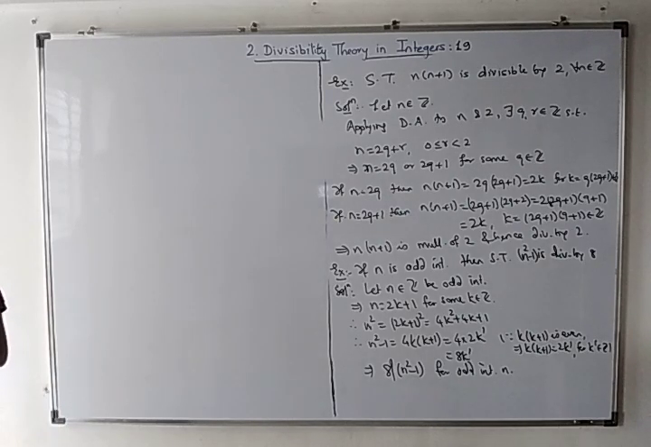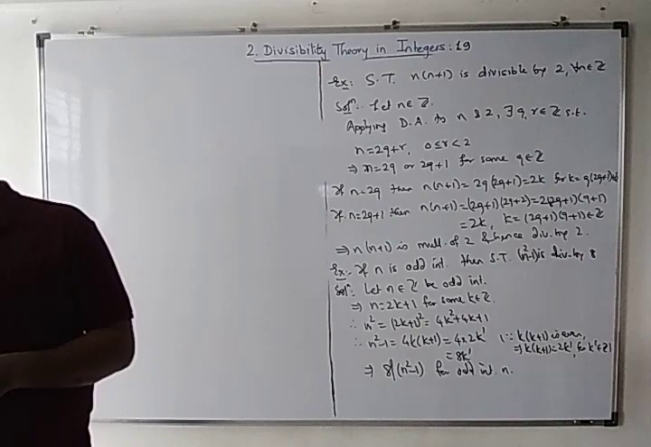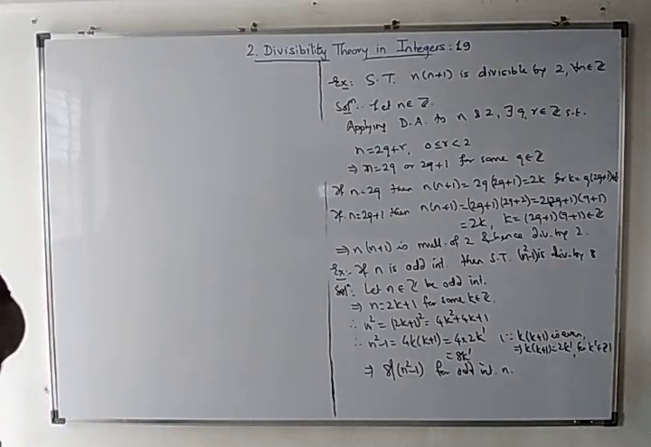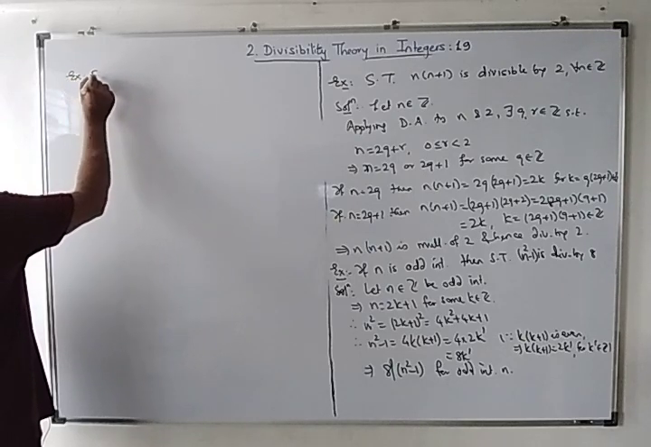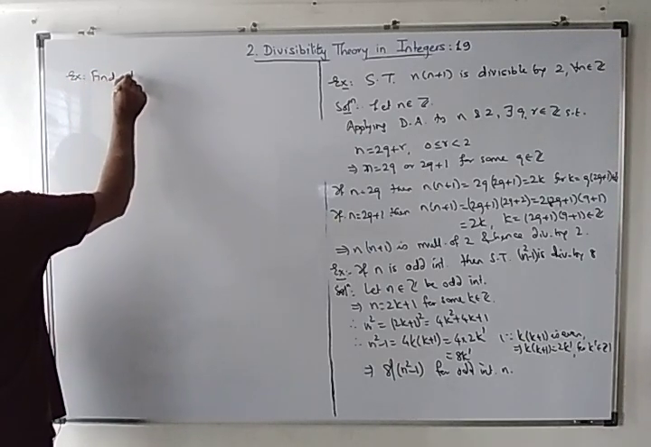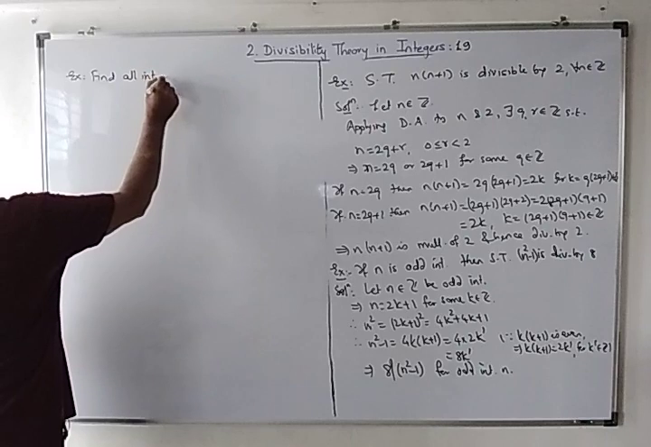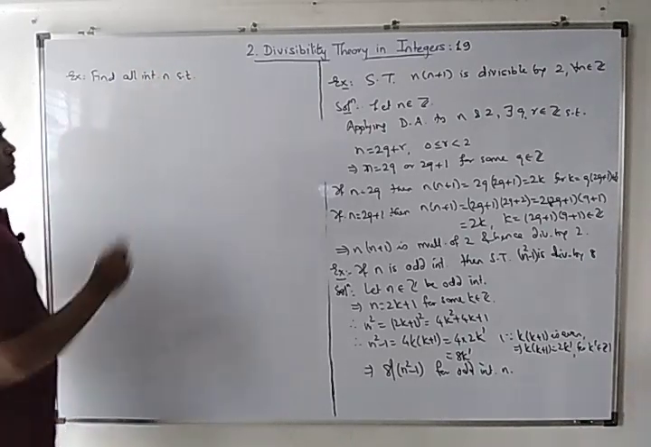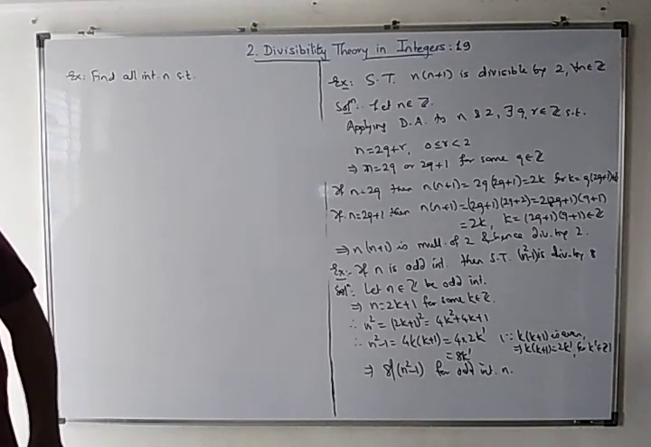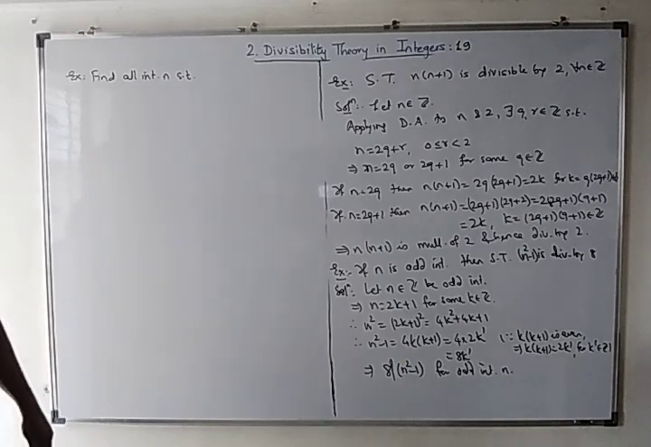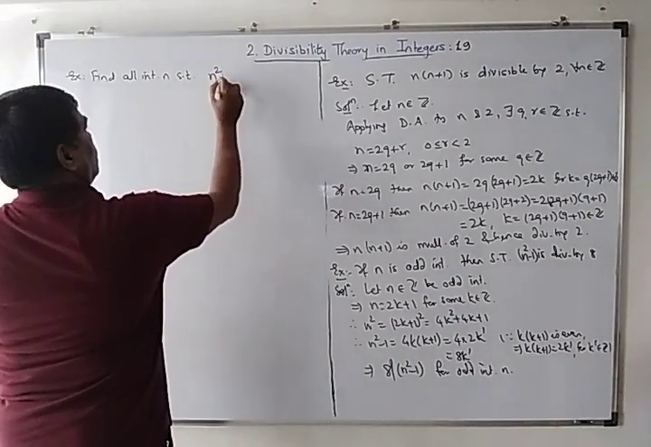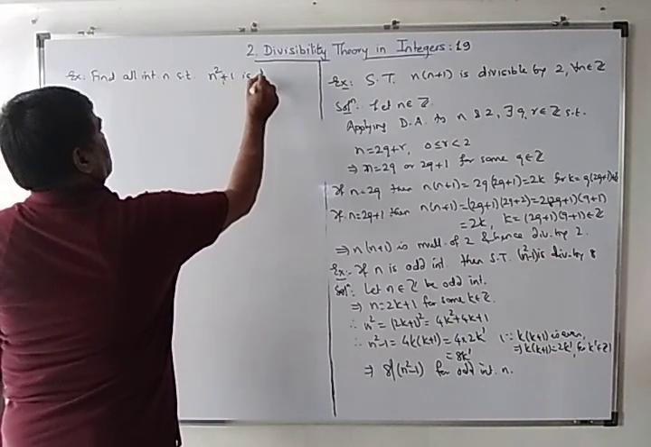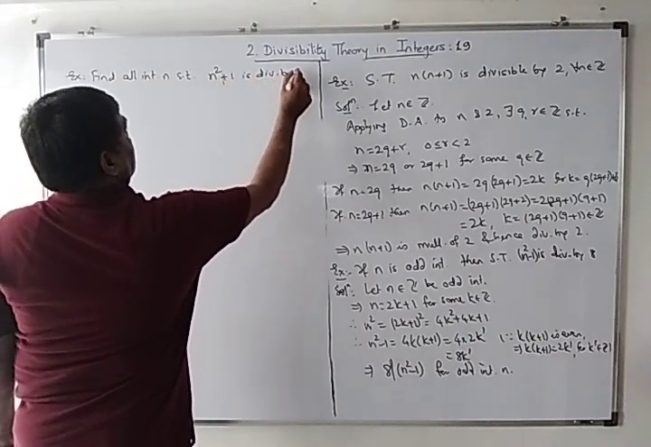Next example, find all integers n such that n square plus 1 is divisible by n plus 1.